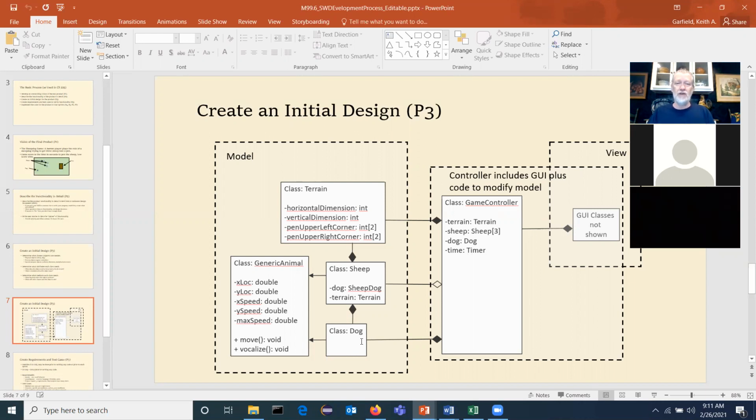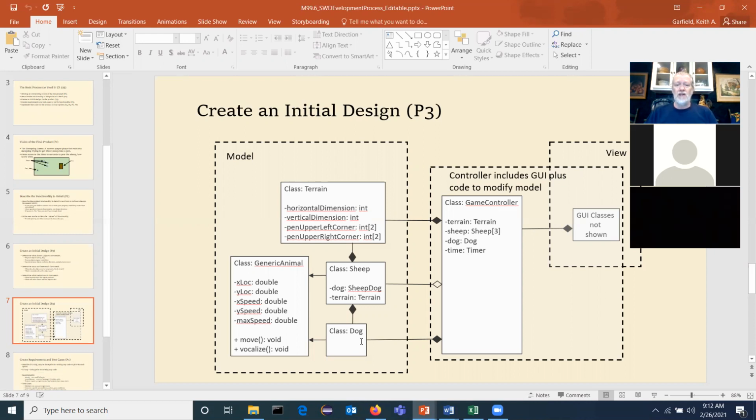But that brings in a brand new problem, which is the sheep doesn't know anything about the dog. So what are we going to do? We talked about creating a dog attribute in the sheep class and then letting the game controller give access to the memory where the dog data is directly to the sheep. And then the sheep can determine what they should do.